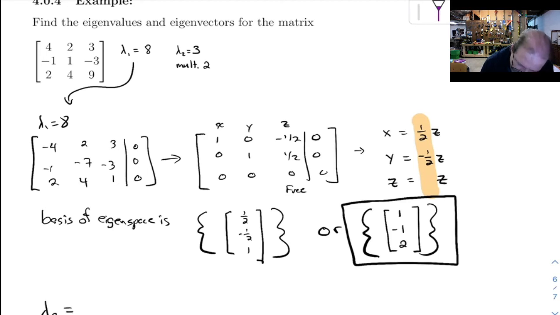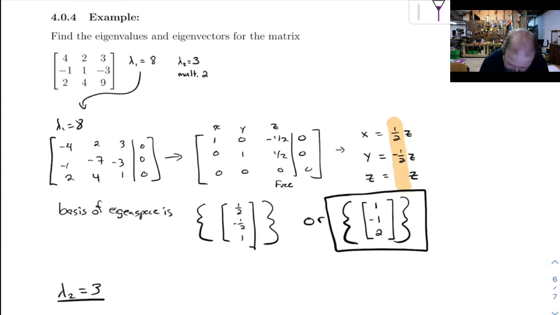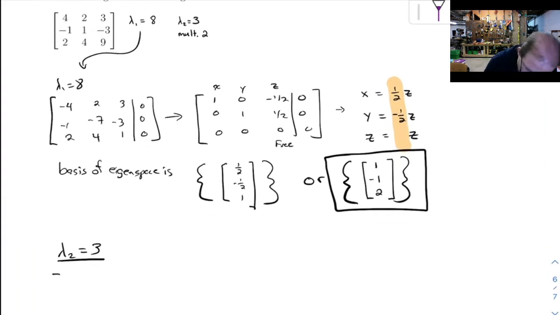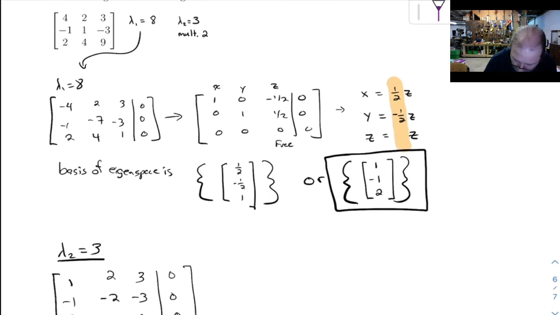For the second one, now lambda 2 had a multiplicity of 3, so we might wind up getting two free variables, and therefore a two-dimensional eigenspace. But we might not. We won't know until we work this out. So let's see, I've got to subtract the 3 off of my main diagonal. So I'm going to get 1, -2, 6. And the rest of it stays the same. Now row reduce this.